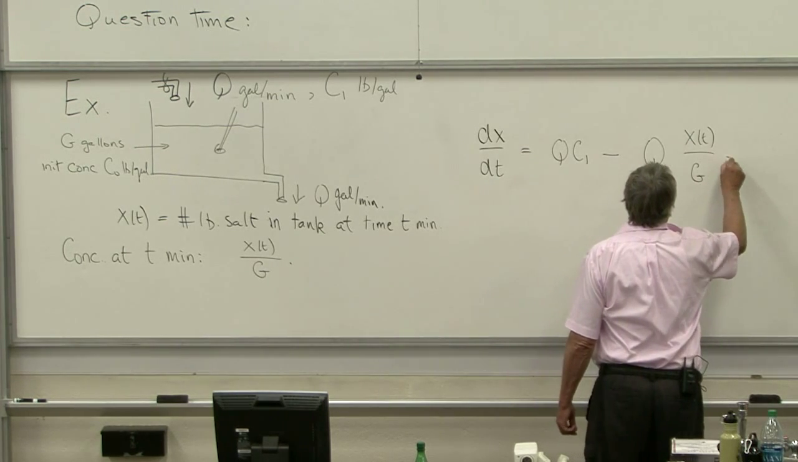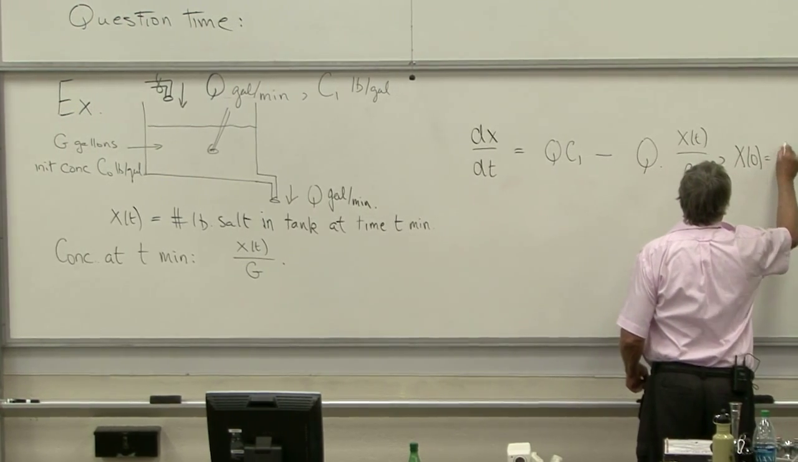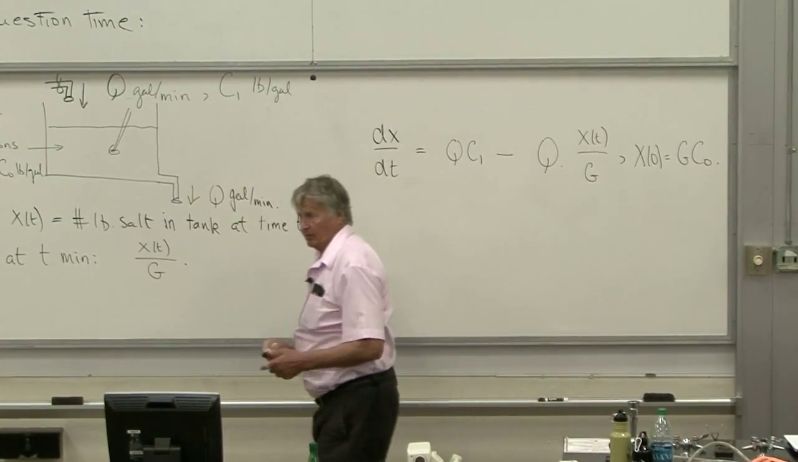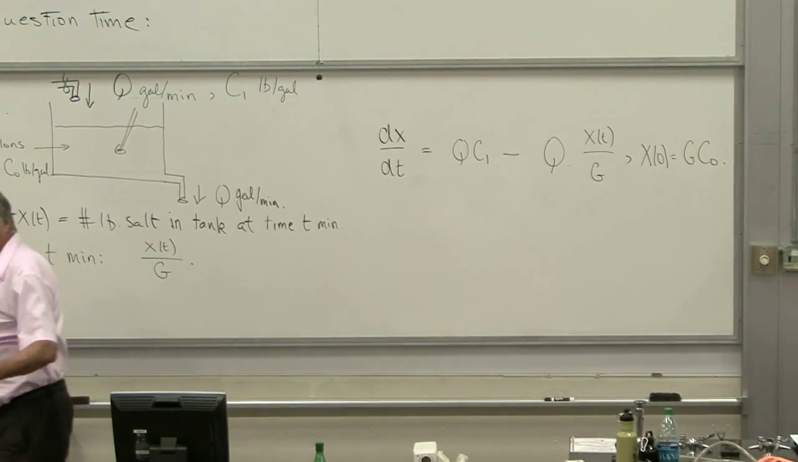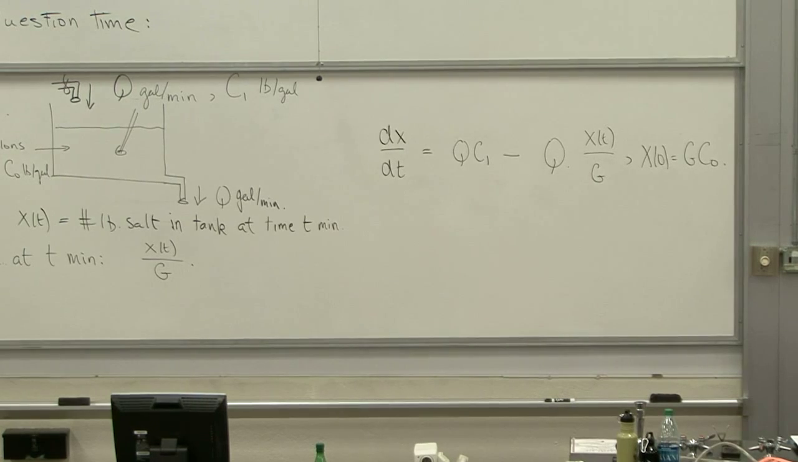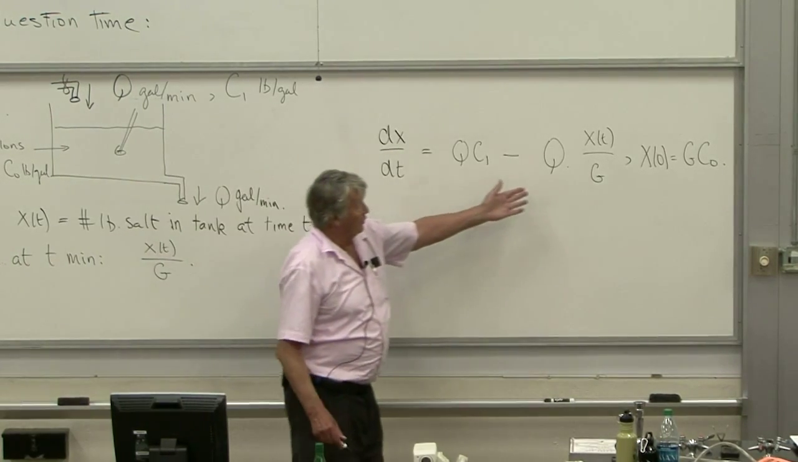Okay, and if we were to add the initial condition, it's as before, x of 0 would be g times c0. In other words, the amount of pounds of salt in the tank initially is the number of gallons in there initially times the number of pounds per gallon. So this is the equation we want to solve.